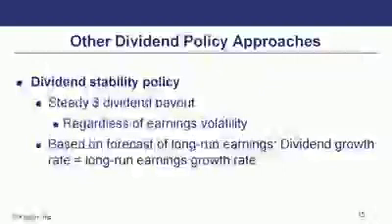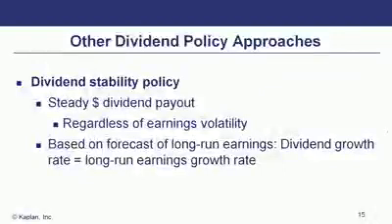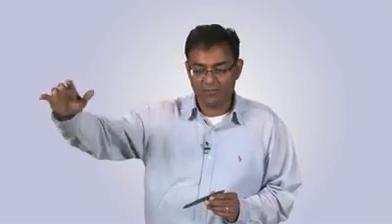Now, another policy approach, the most common one, is the steady dollar dividend amount. So companies stick with a dollar amount, let's say 50 cents per share, and stick with it unless there is a wide divergence, meaning earnings are very high and expected to stay very high, then it makes sense to increase it, or earnings are very low and expected to stay very low, then it makes sense to decrease it. So the steady dollar dividend policy is very commonly applied.